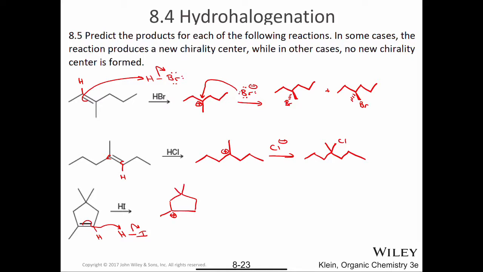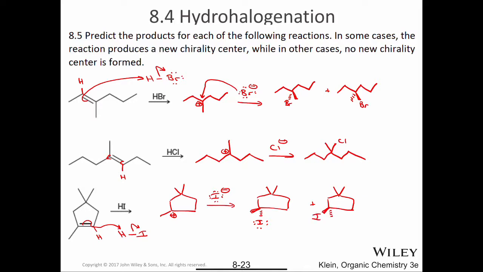And of course, the iodide can attack from either face of the molecule. And I'm going to get a mixture of enantiomers. And it's going to be pretty much an equal mixture. Not entirely, but I'm still going to get the two enantiomers. So I'm going to get this one, and then I'm also going to get this product as well. So draw the second enantiomer, and there we go.